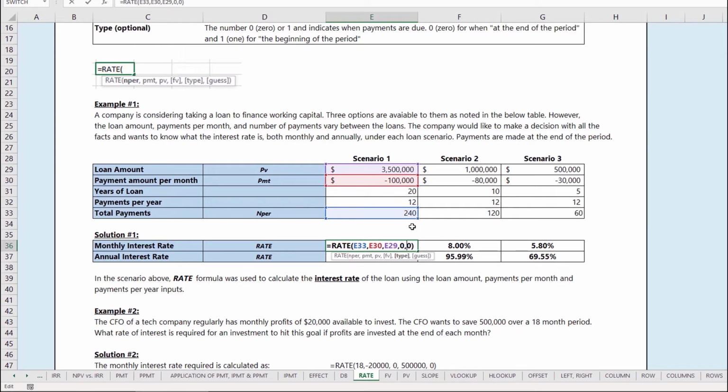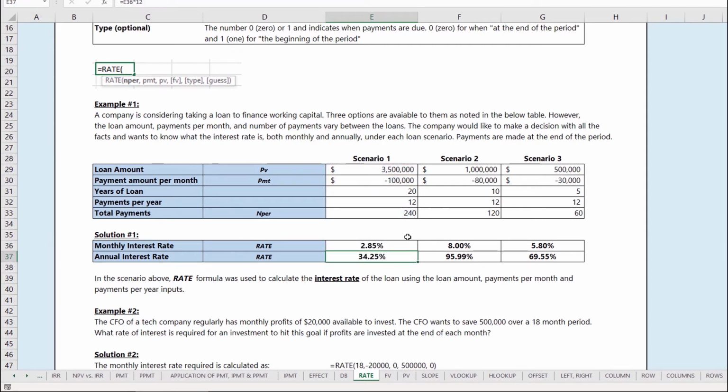So we've got those 3 inputs. For future value, we're putting 0 because the loan will have a 0 balance at the end of its final payment, i.e. at the end of the 240th payment once it's paid off. And for type, we're putting in 0 because we know that payments are made at the end of the period.